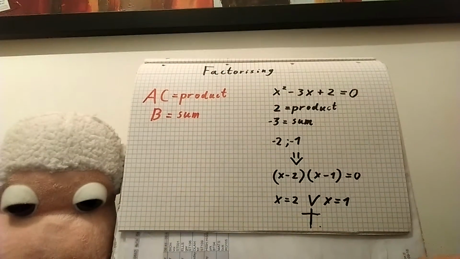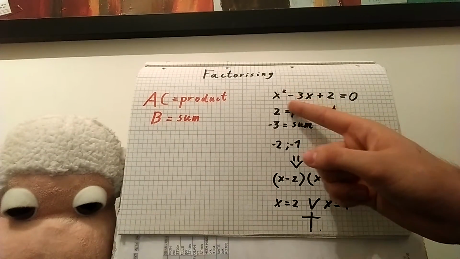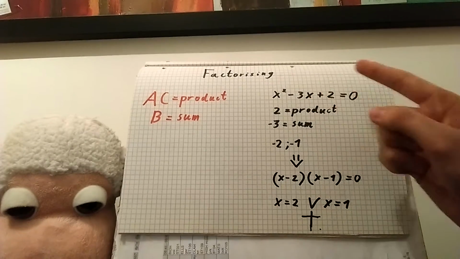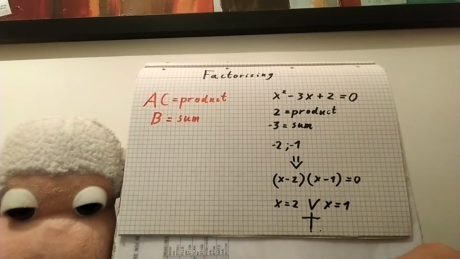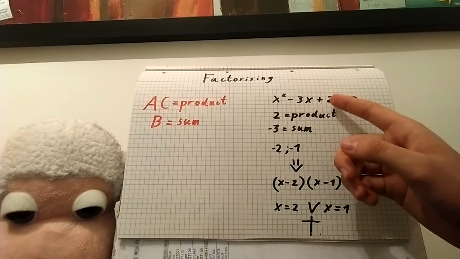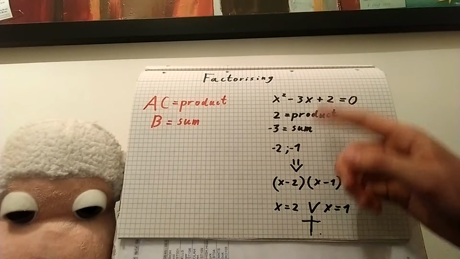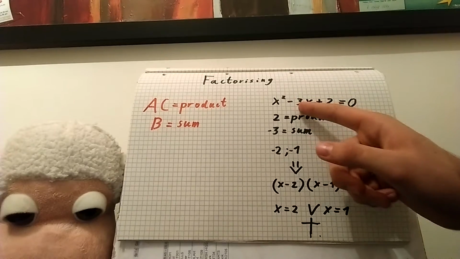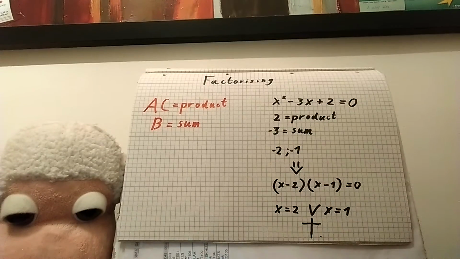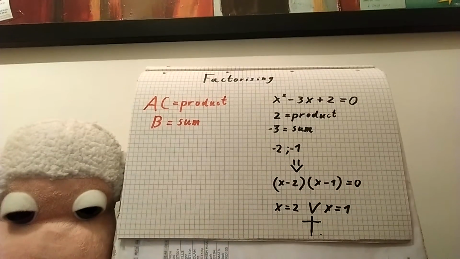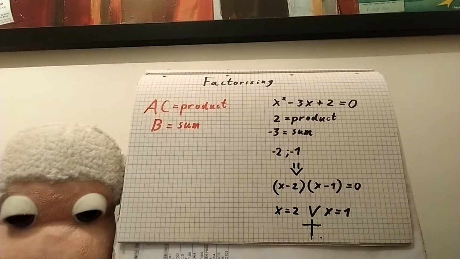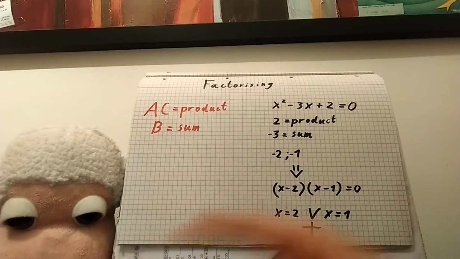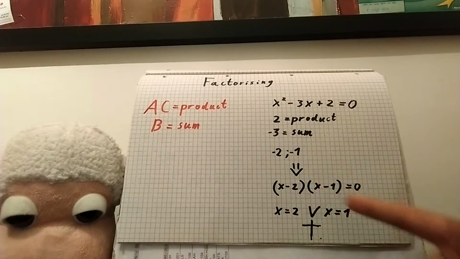Let's see a worked out example. x squared minus 3x plus 2 equals 0. In this case, 2 times 1 equals 2 and is the product, and negative 3 is the sum. Now, let's think, which two numbers, when multiplied, give us 2, but when added, give us negative 3? And the answer is negative 2 and negative 1.